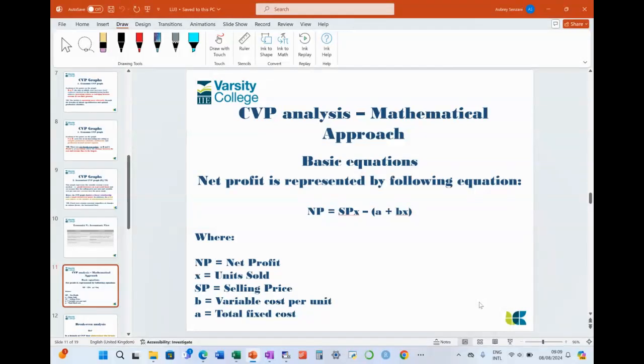Yes. So here on this slide, we have our basic equation. Net profit is your selling price times the number of units, that's what the X is, minus your fixed cost, which is A, plus your variable cost times the number of units that we've produced. Okay, this is nothing new. We know this.